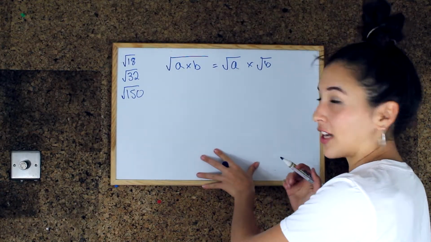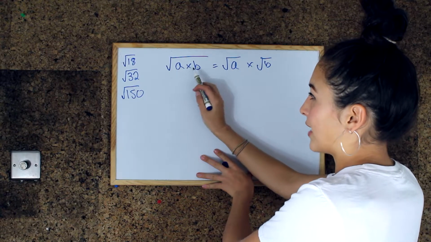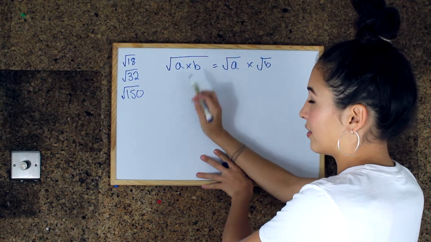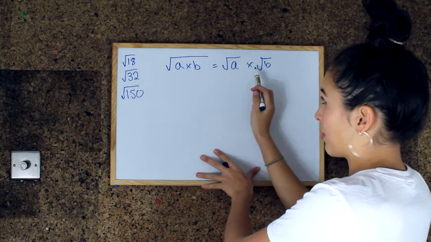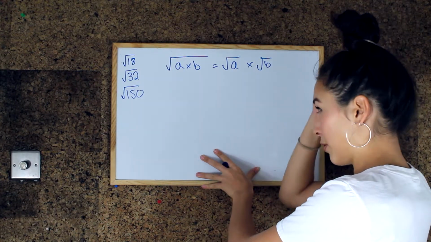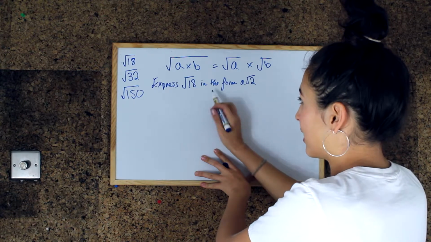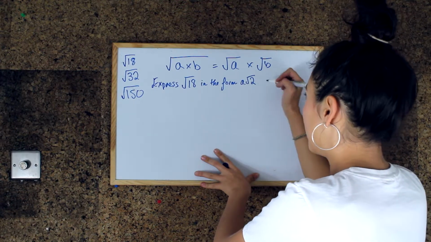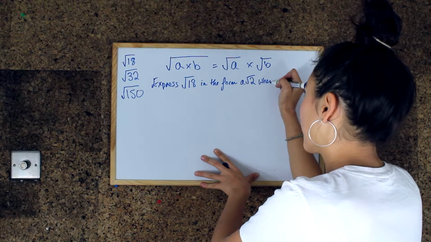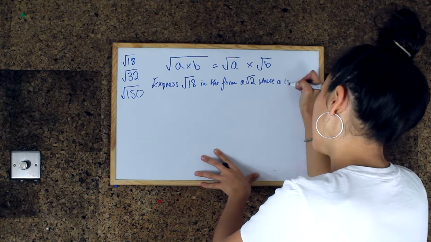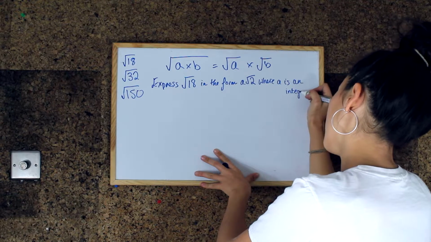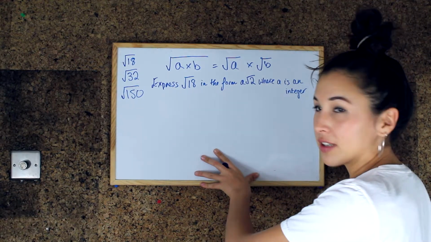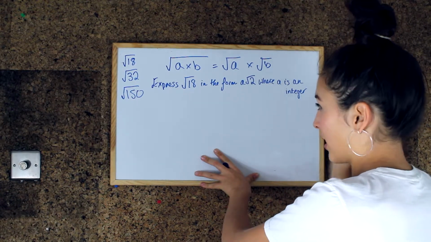So we're looking at this first rule here. Root of a times b, so the factors of whatever's underneath, so the factors of 18. And then you can separate them out into root a and root b. You might get the question, express root 18 in the form of a root 2, where a is an integer. And just to remind us, integer means a whole number, so not with decimals or fractions or anything.